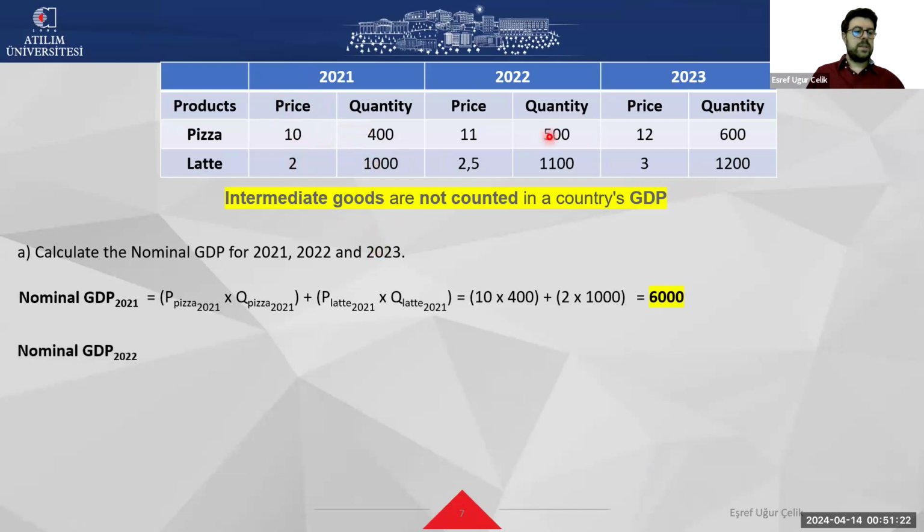Let's come to the other year, 2022. In nominal GDP, for the price, what year did I ask you? For the quantity, again, the same. 11 multiply 500 plus 2.5 multiply 1100. And one more thing.